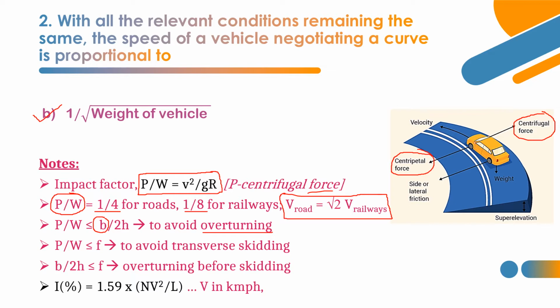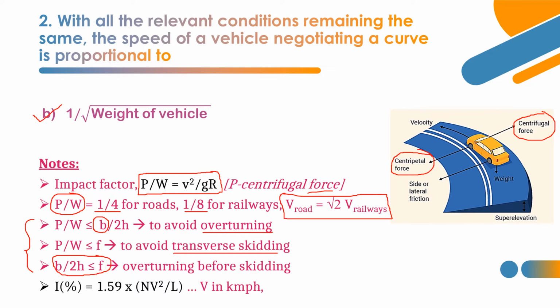And the P by W ratio shall be less than or equal to F. Then only we can avoid transverse skidding or lateral skidding. If B by 2H is less than or equal to F, then a high amount of friction is there. What does it mean? Overturning will occur before skidding occurring. So overturning before skidding, B by 2H less than or equal to F. So these are some relations between impact factor and the corresponding B by 2H value to avoid overturning, skidding, and like this.